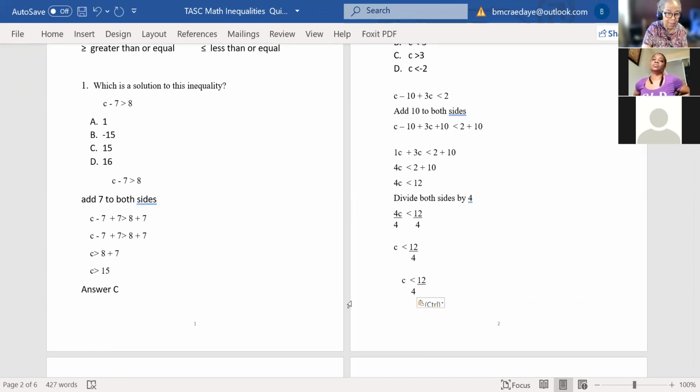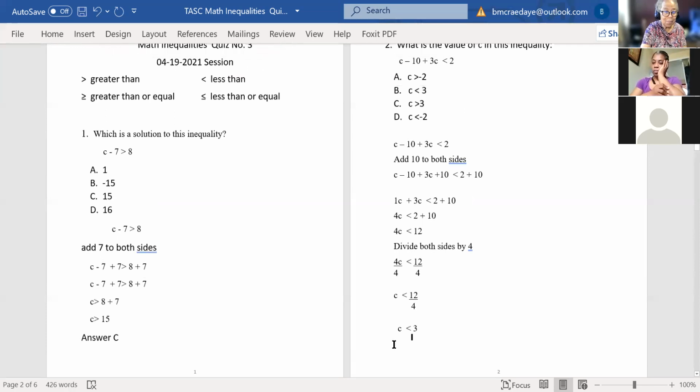Let's copy that here. And let's put our 3 here. 12 divided by 4 is 3. Okay, and let's take out the 4 here because we divided by the 4. And C less than 3. Now, what answer is that? It's C less than 3. So it's A, B, C, or D. Oh, it's B. Okay. Answer, it's B.